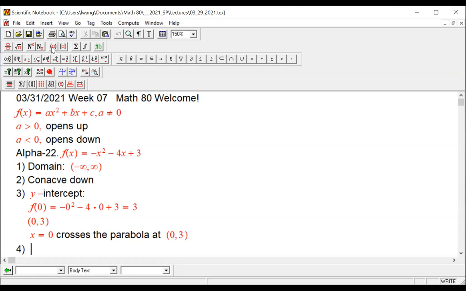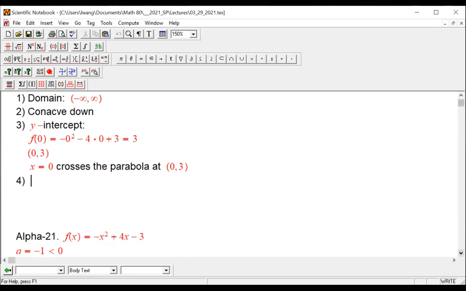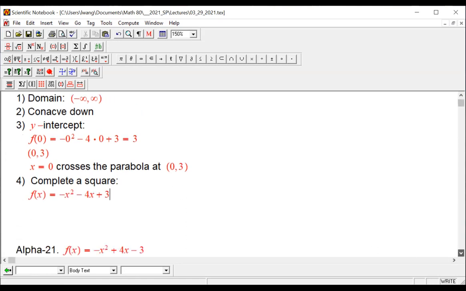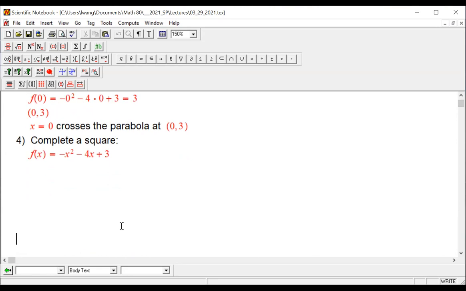Number 4, completing the square. Do you think you want to try this time first? Yeah? Would you like to complete the square? Try to complete the square first. You'd like to take the lead. If you don't get it, that's okay, but I want you to give it a try. Could you please give it a try?